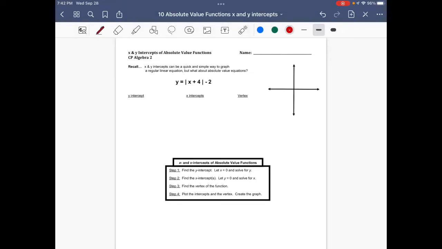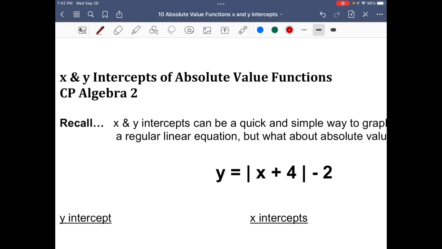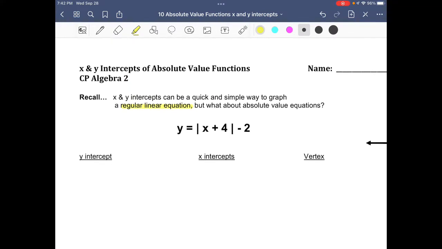Guess what? X and Y intercepts. Yeah, let's figure out how we can use X and Y intercepts as a quick way to graph an absolute value graph. Recall that we've used X and Y intercepts to graph a regular linear equation. It's always about just plugging in 0, but how's that look if you do it for an absolute value graph?